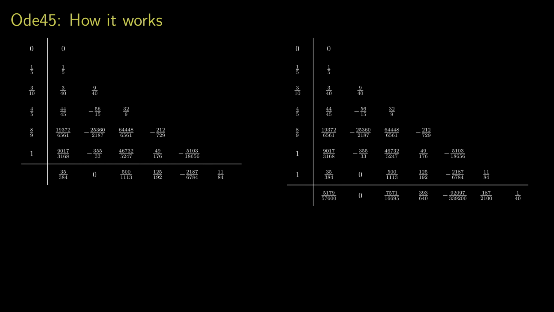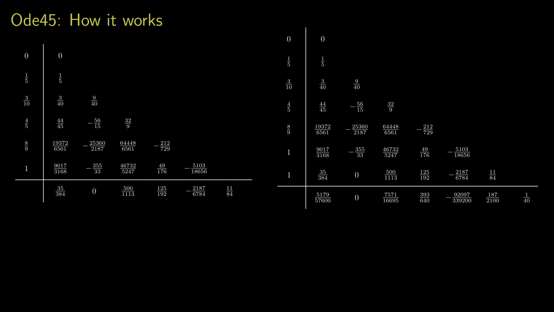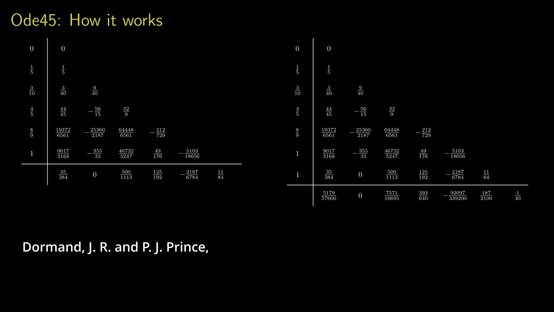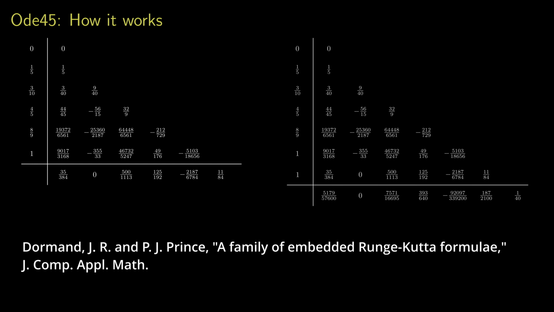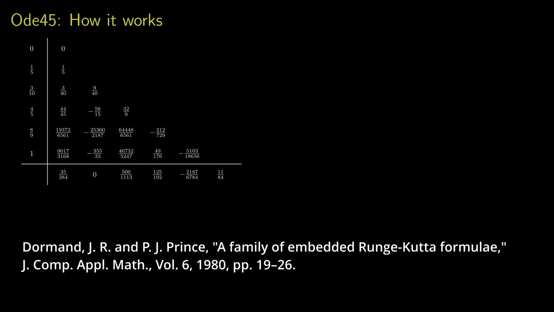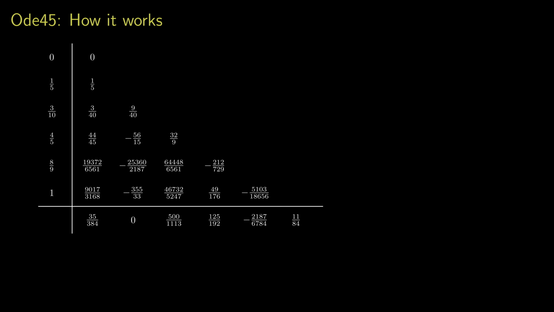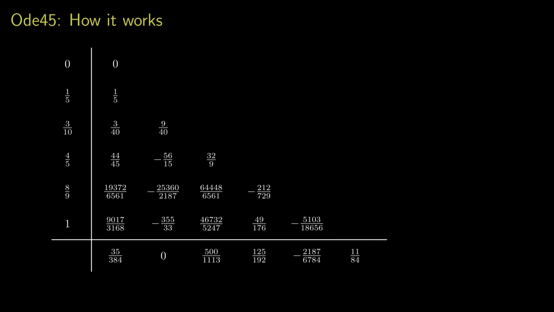There is a publication that explains how you can come up with the weights used in the Butcher-Tableau. The publication is from Dormand and Prince, and that's why this method is often referred to as Dormand-Prince integration. I have put the citation to the publication in the description if you want to check it out. The Butcher-Tableau for the first integration method used looks like this.